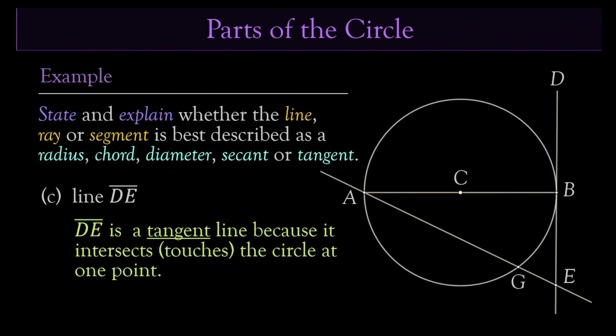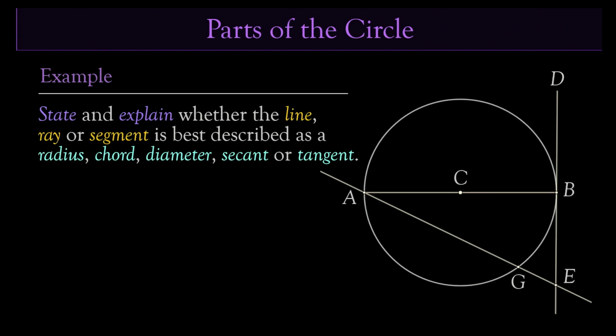Okay? The point B is also sometimes referred to as the tangent point. Okay, so DE is a tangent line because it intersects or touches the circle at 1 point. All right. How about line AE? Okay, so pause the video and give it a go.